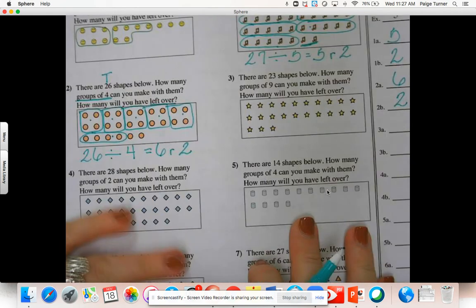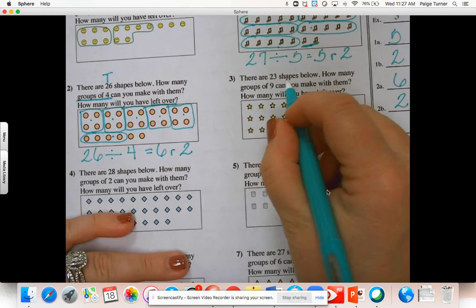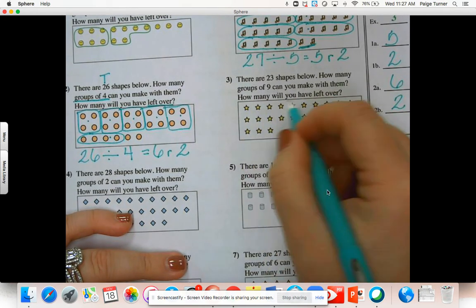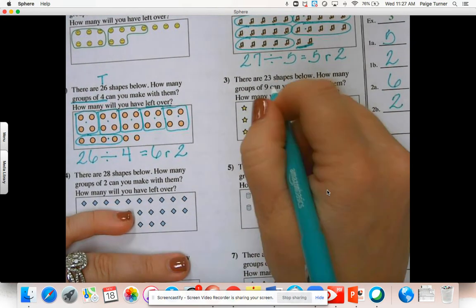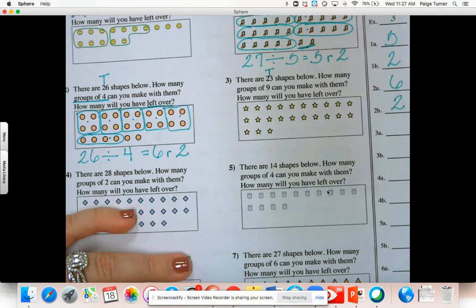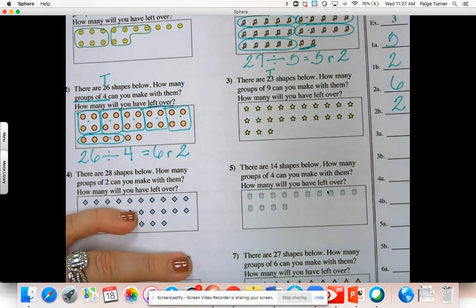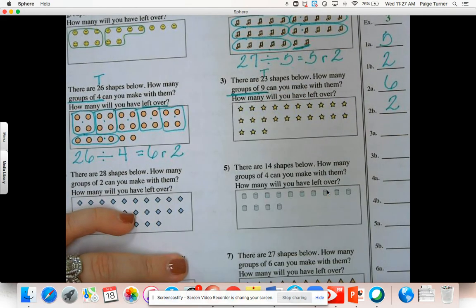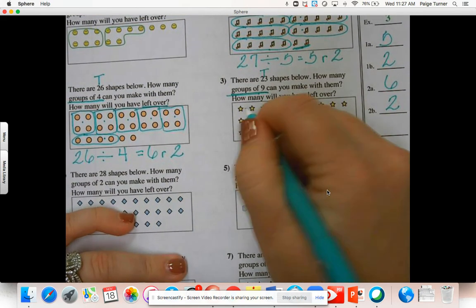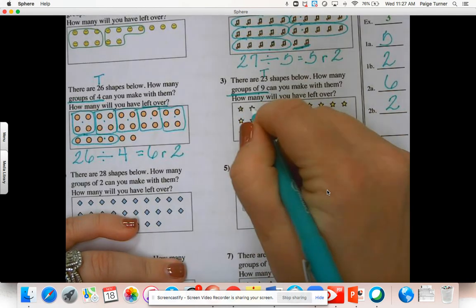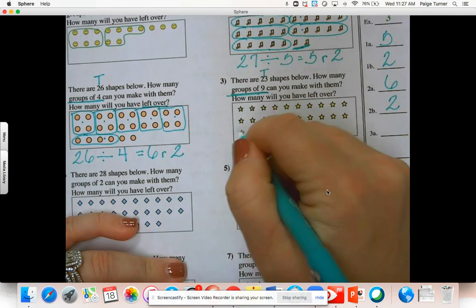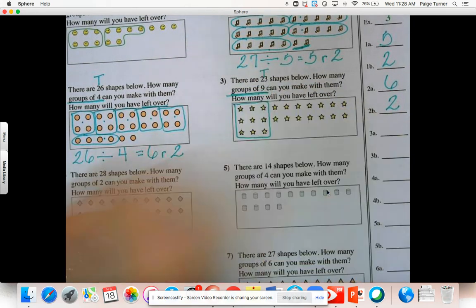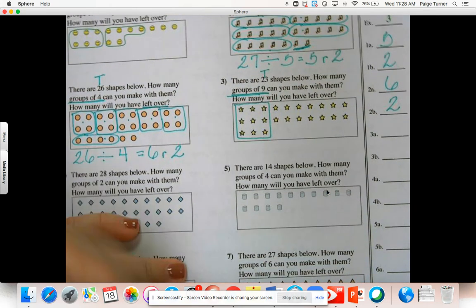Number 3, it says there are 23 shapes below. How many groups of 9 can you make with them? How many will you have left over? All right, so 23 shapes below, that's going to be our total. So T for total. And this time we're going to make groups of 9. So we're going to circle groups of 9. So I'm going to count out 9 stars. 1, 2, 3, 4, 5, 6, 7, 8, 9. Here's a group of 9 right here, okay? And then let's keep going.